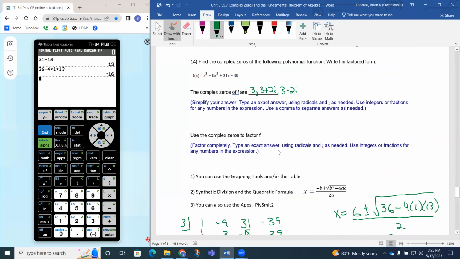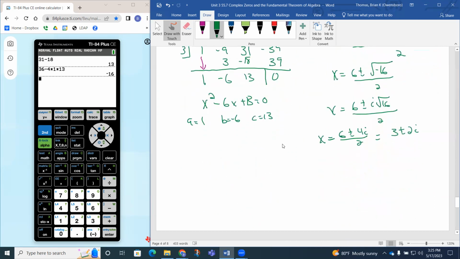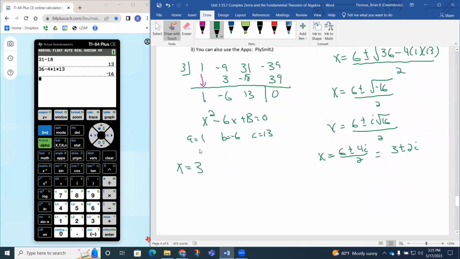Now to write this in factored form, this is where it gets tricky. Remember our zeros are x equals 3, x equals 3 plus 2i, and x equals 3 minus 2i. If I set these all back to 0, that puts them back into factor form. Remember, when they come back across, the signs change. So x minus 3 is going to be called the factor when you set it equal to 0. X minus 3 minus 2i is equal to 0. And then x minus 3 plus 2i equals 0. That's going to be my 3 factors.